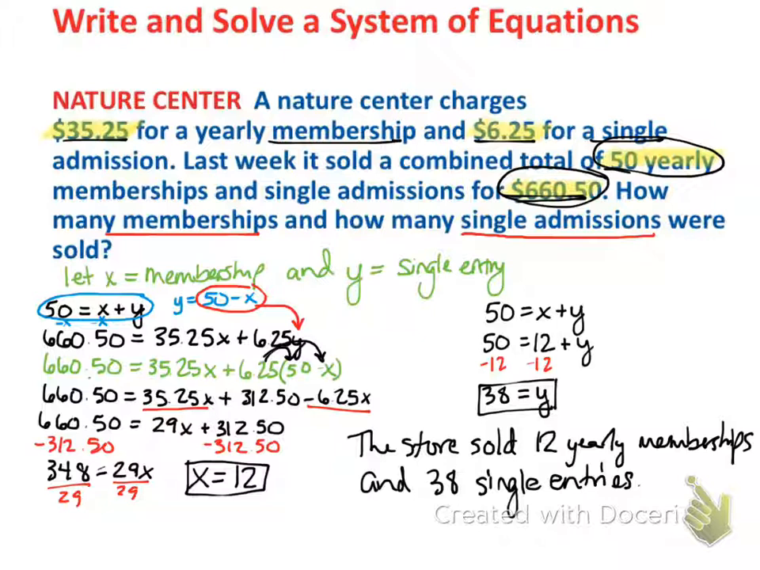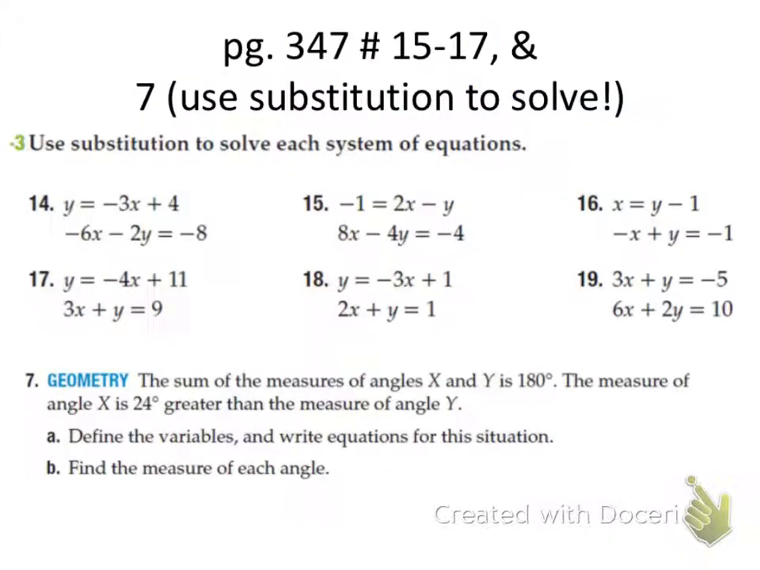All right, guys. Homework tonight then, you've got 3 problems using substitution, numbers 15, 16, and 17. And then number 7, you'll need to use substitution to solve. So you can guess that probably 15, 16, and 17 are going to give you some special solutions, and number 7, you need to do your best to try to write the equations and solve using substitution.